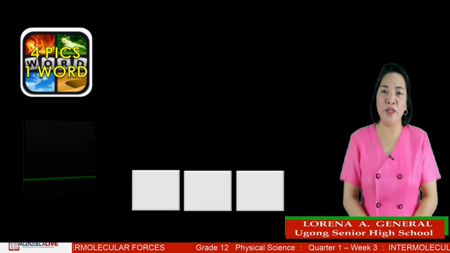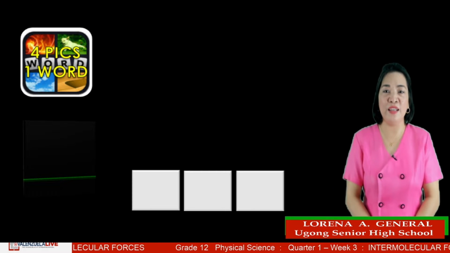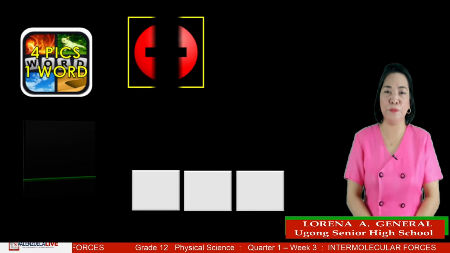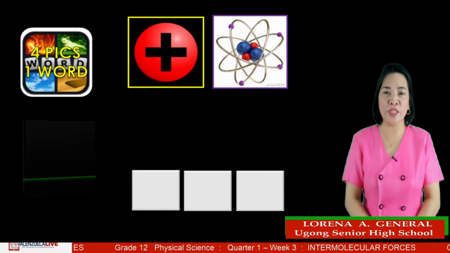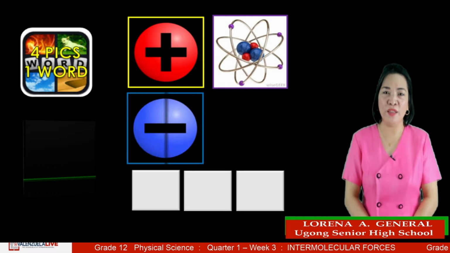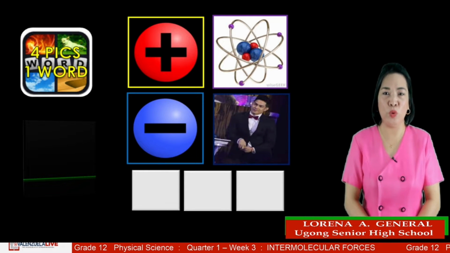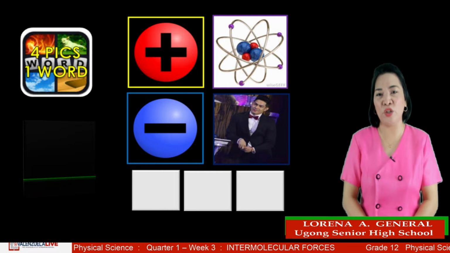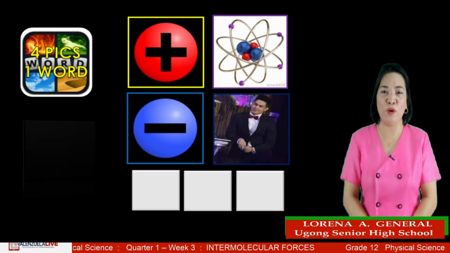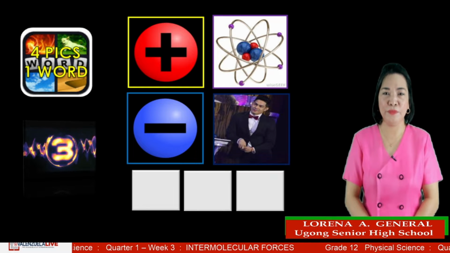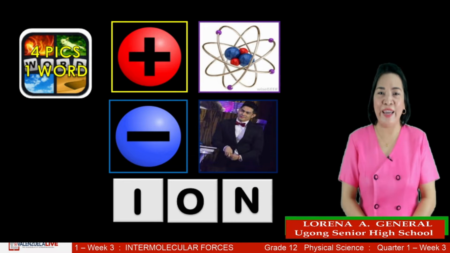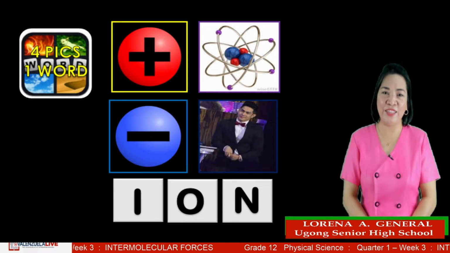For the second word, it is composed of 3 letters. Let us see again the first clue picture. The second one, the third one, and the last clue picture. Keyboard warriors, you have 5 seconds to answer. Timer starts now. 5, 4, 3, 2, 1. Time's up. If your answer is ion, that is the correct answer.